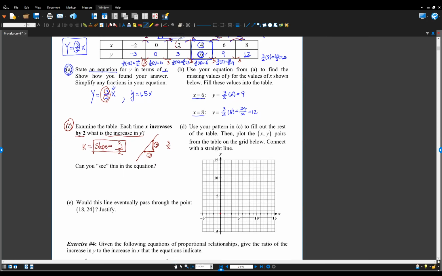When x is 2, y is 3. When x is 2, it moves to the right by 2, y moves up by 3. That's the next point. Using the slope, you can find the next point. That's why slope is very important. What is slope? Actually, the variable k is slope.